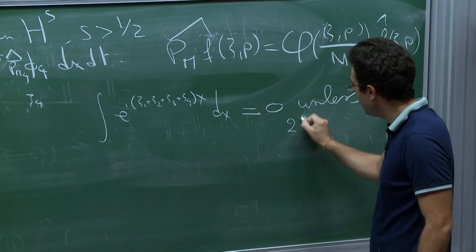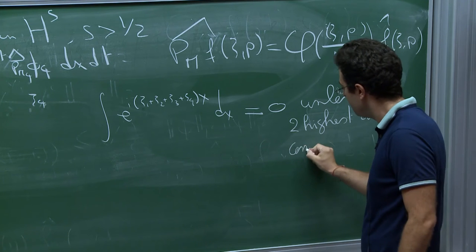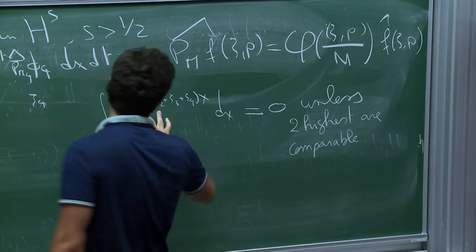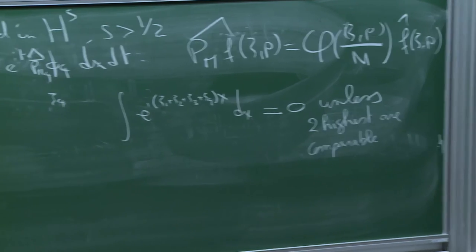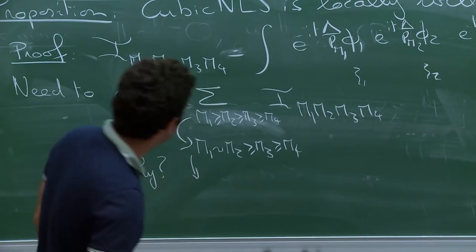unless the two highest are comparable. And now once you know that the two highest are comparable, you cannot say anything about their difference. They could be very small. So really, this is the only thing that you can do in general. But the amazing thing is that this is completely enough for us.